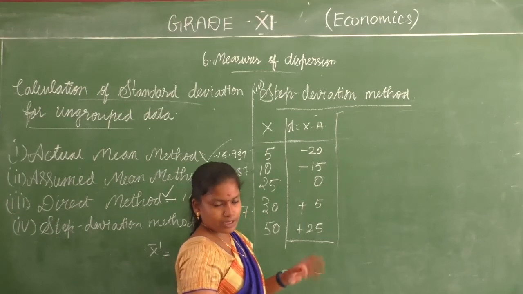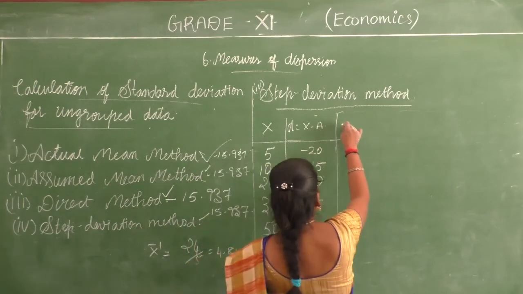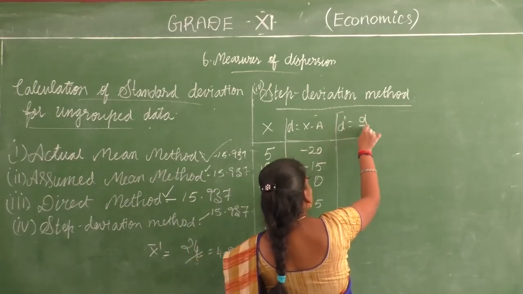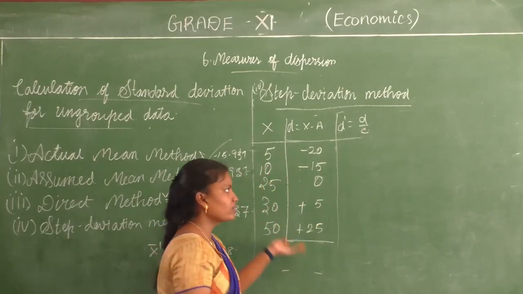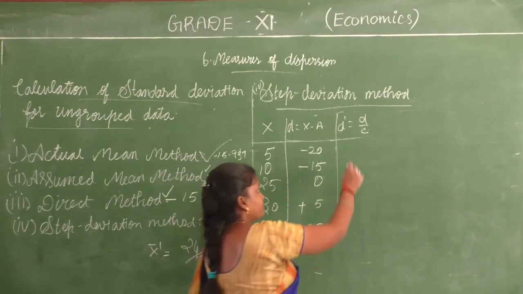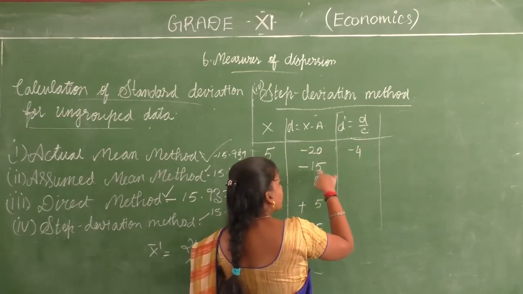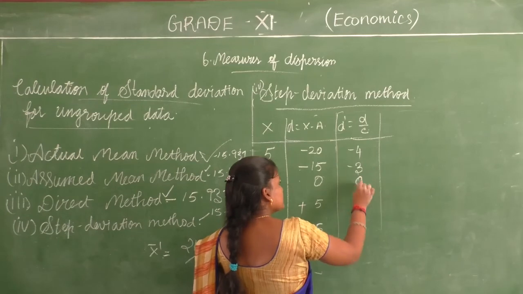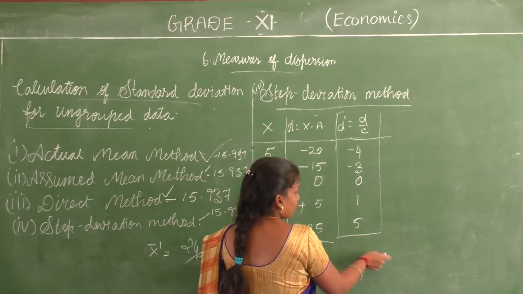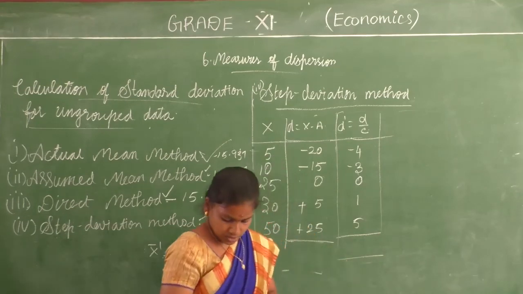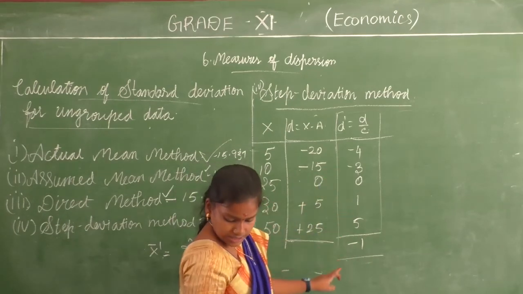Using the assumed mean method we have completed that calculation. Now we need d dash. How do you get d dash? d by c. Again you take a common factor and divide. What is your common factor? 5. Minus 20 by 5 is minus 4, minus 15 by 5 is minus 3, 0, plus 5 by 5 is 1, 25 by 5 is 5. When you add, you get a value of minus 1. Minus 7 plus 6 gives you minus 1.